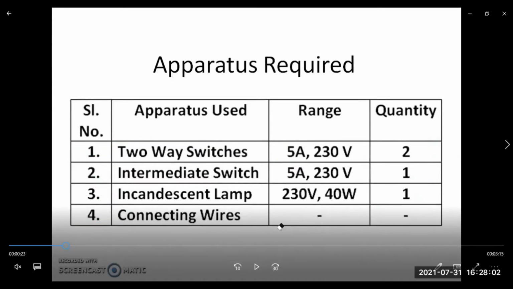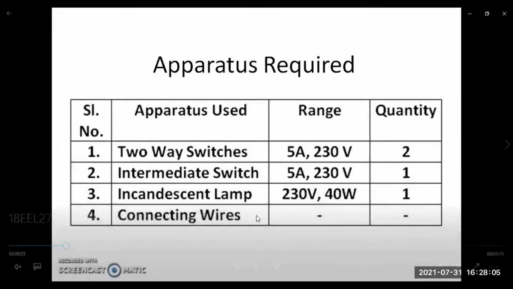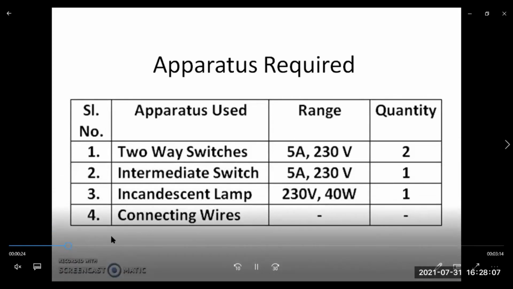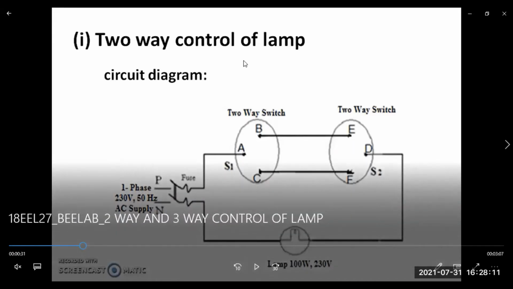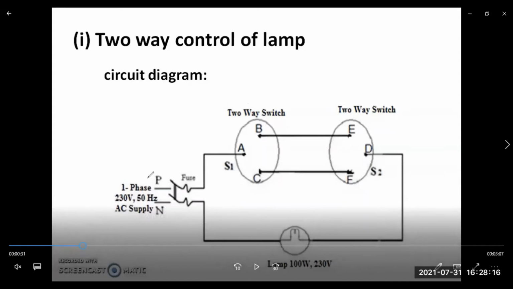Now let us familiarize the circuit diagram. As you can observe, this is a circuit diagram for conducting two-way control of lamp. So we can see the phase and neutral terminal. And we have the fuse, maybe a 5 ampere fuse we can use. So this is S1 and another switch is known as S2. And this dark line indicates connection.